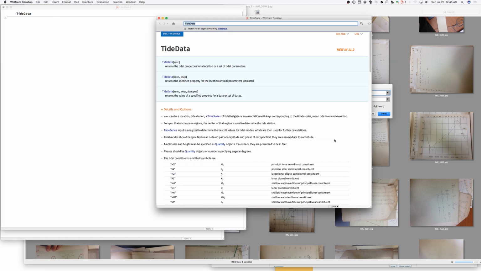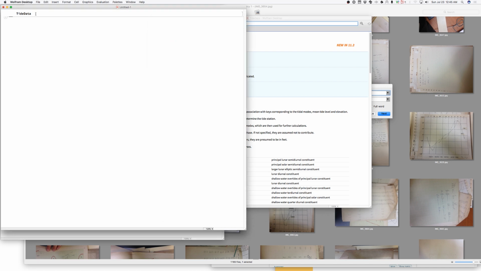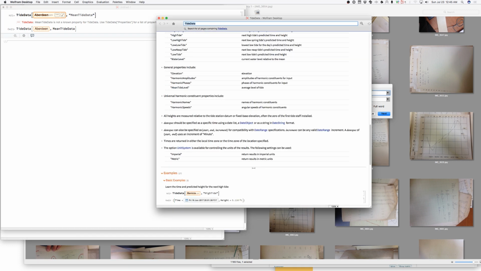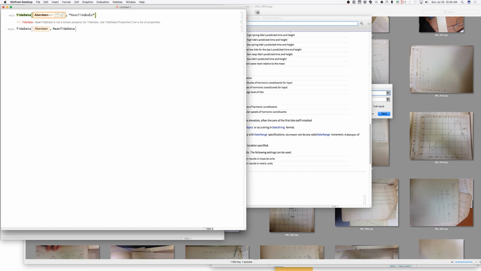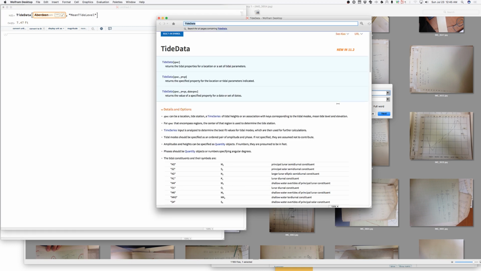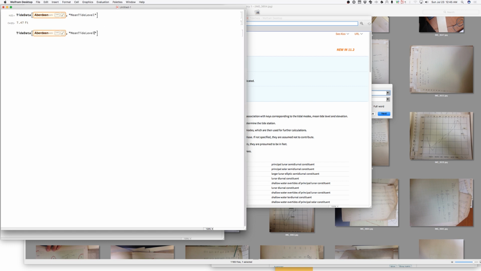So we say, okay, we can say Aberdeen there, I think. Mean tide data. See if that works. Oh, what went wrong here? Did I get the name wrong? Mean tide level. Silly me. Okay, lovely. Now let's figure out when we do that for a particular time. Okay, so there's a date spec there. So let's try just the year 1913.